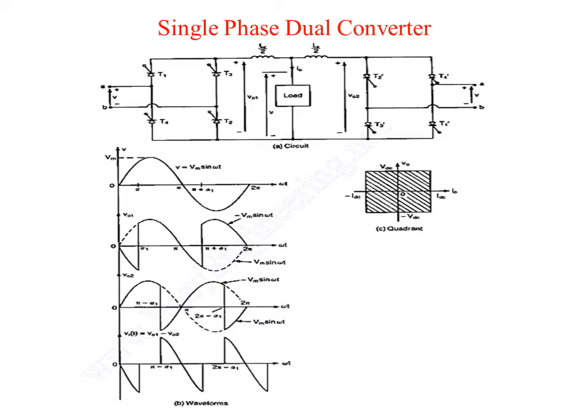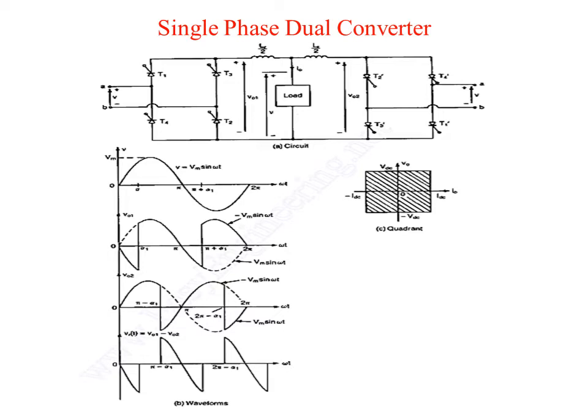If alpha 1 and alpha 2 are the delay angles for converter 1 and converter 2 respectively, the corresponding average output voltages for these two converters are VDC1 and VDC2 respectively. The delay angles are controlled such that one converter operates as a rectifier and the other converter operates as an inverter, but both converters produce the same average output voltage.